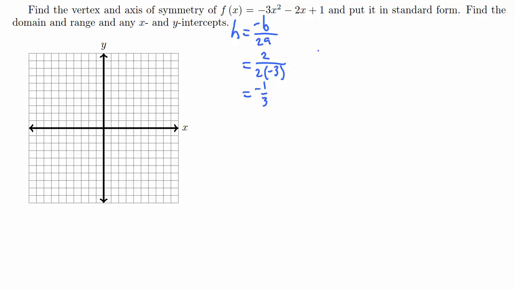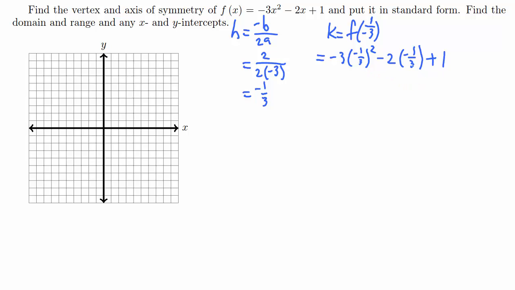Then you plug it into the function to get the y value. So that's f of negative 1/3. And plugging it in, we get negative 3, negative 1/3, not negative 3. So this is negative 3 times negative 1/3 squared minus 2 times negative 1/3 plus 1.